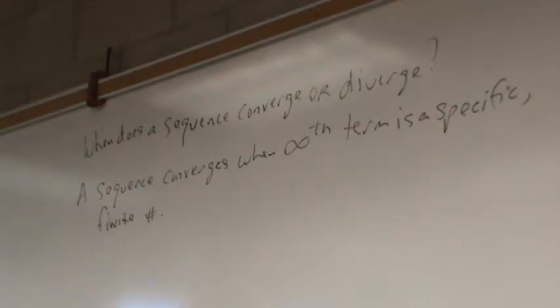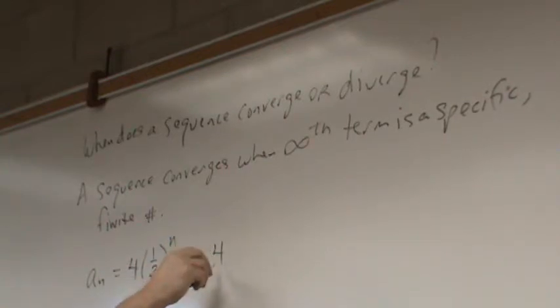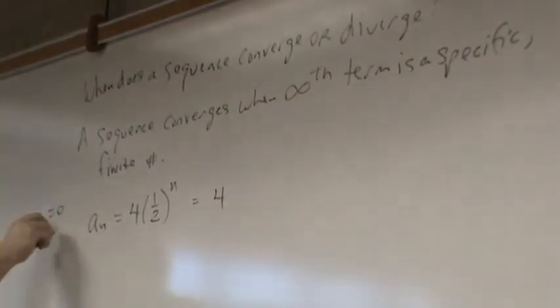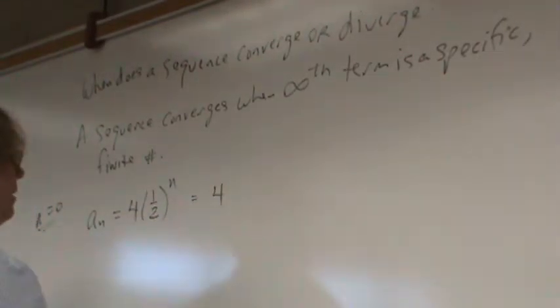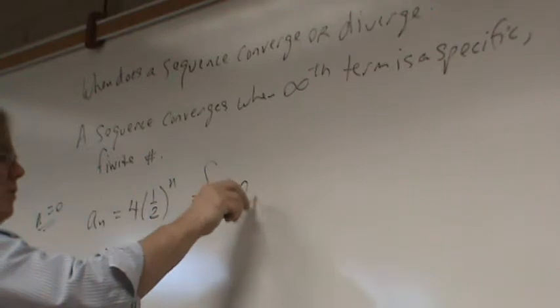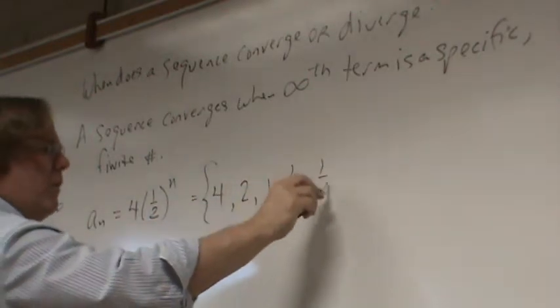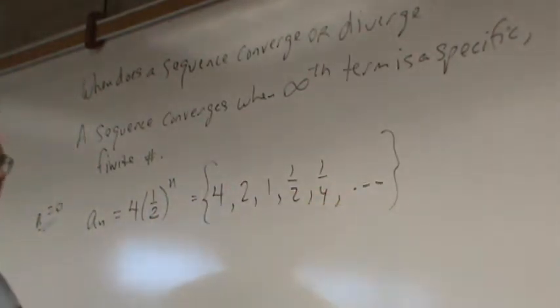So I'm going to give you some sequences and ask you if they converge or not. Here comes the first one. a sub n equals 4 times 1/2 to the n power, which I would write out as 4, comma, 2, comma, 1, comma, 1/2, comma, 1/4, and so on. I'm going to have n equaling 0 for every one of these. Tell me, does this one converge or diverge?